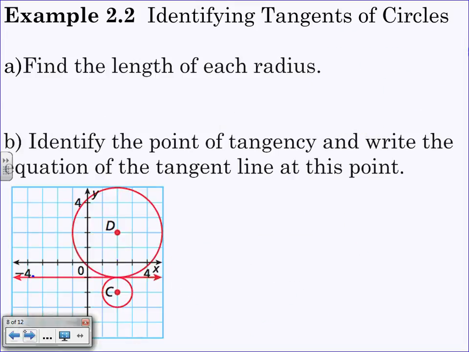Okay, so let's try another example of this. Here we have circle C and circle D. Circle C. Amber, what's circle C's radius? 1. Circle C's radius is 1 unit.